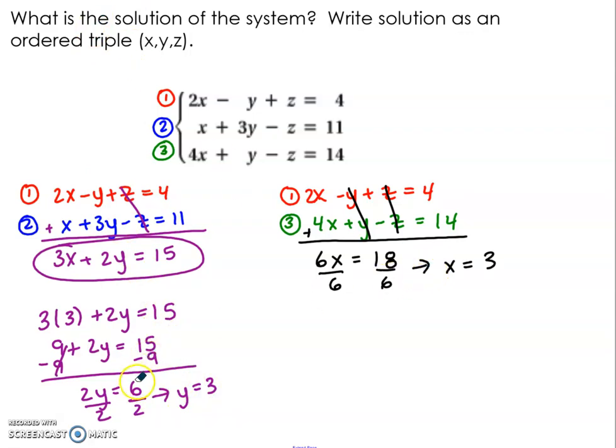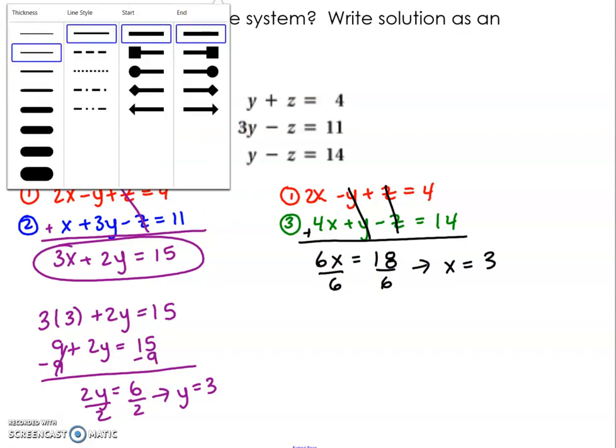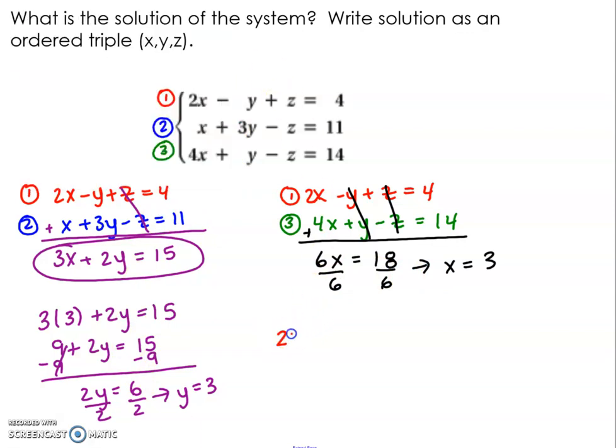Now that I have x and y, I'm going to go to any of the initial 3 equations. So I'm going to use equation 1 just because. So I'm going to have 2x, where x is 3, so we're going to plug that in, minus y, which is 3, plus z equals 4. So 2 times 3, we get 6 minus 3 plus z equals 4. So we're going to get 3 plus z equals 4.